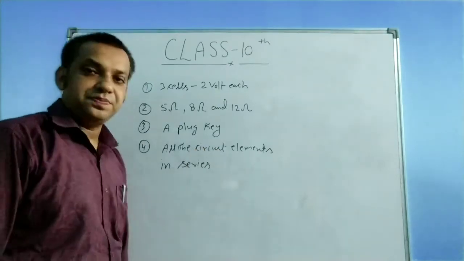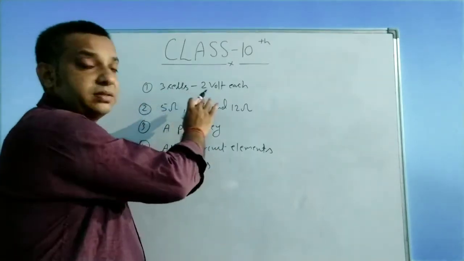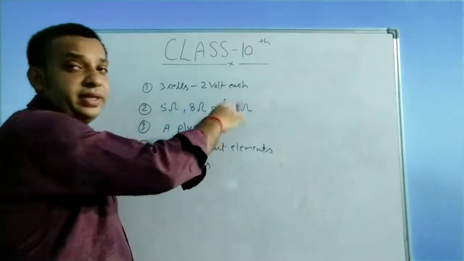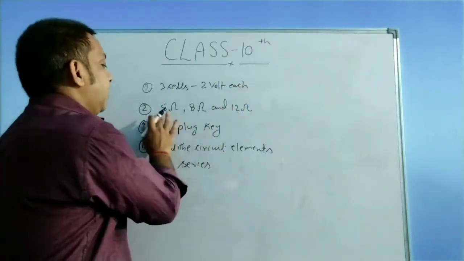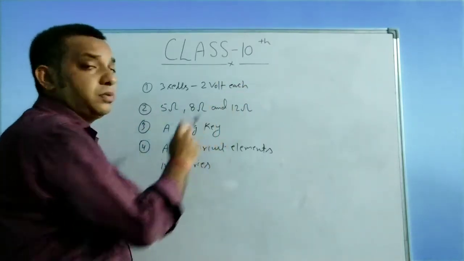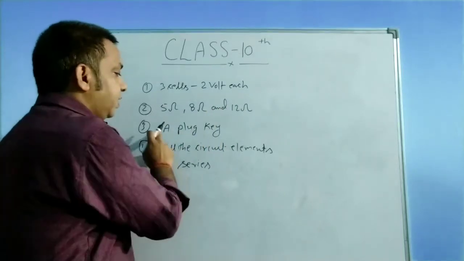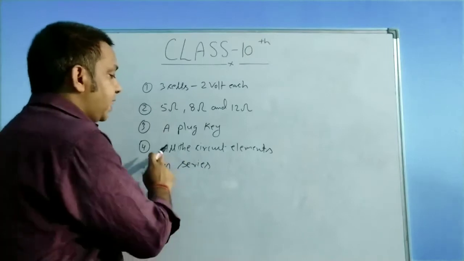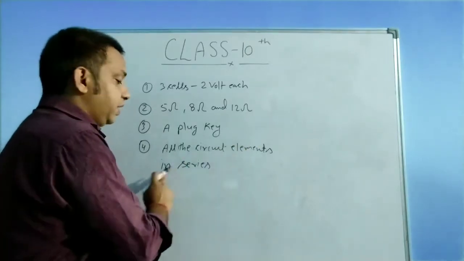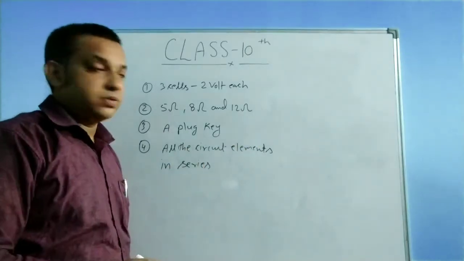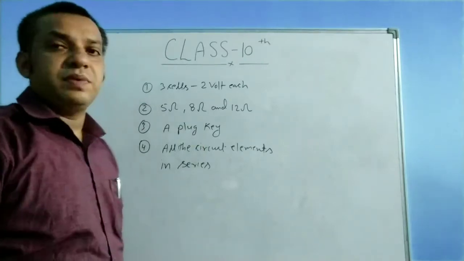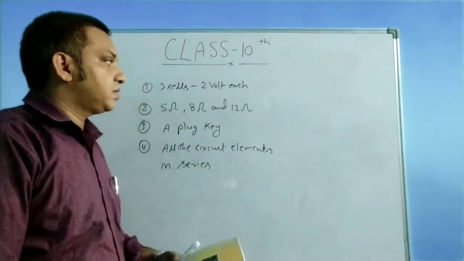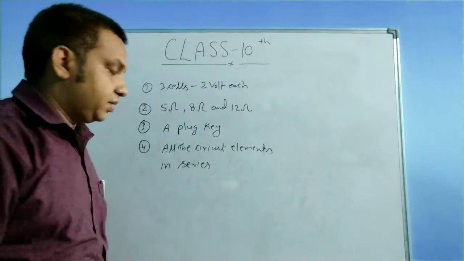So in the question, 3 cells are given with 2 volt EMF each, and 5 ohm, 8 ohm and 12 ohm resistors are given. We have to connect a plug key also to switch the circuit on and off, and all the circuit elements should be connected in the series combination. So this is the overview of our question. So let us start drawing the schematic.